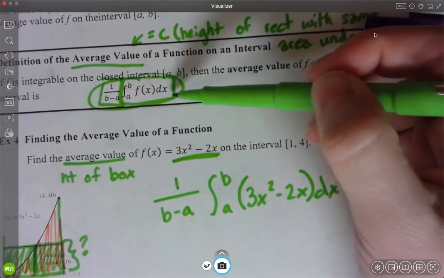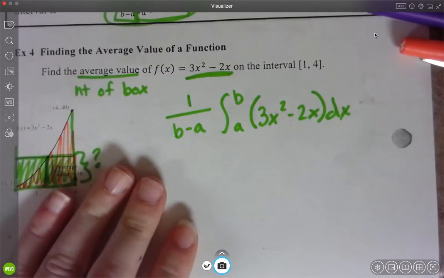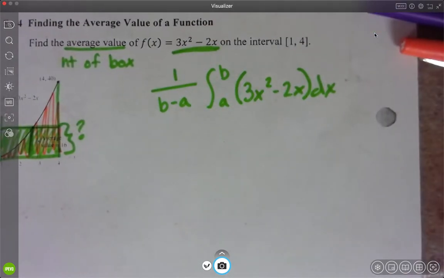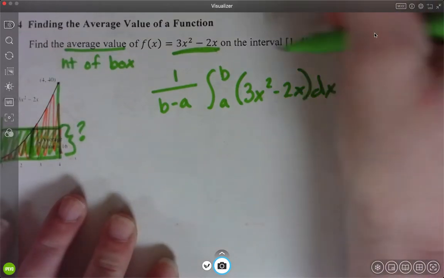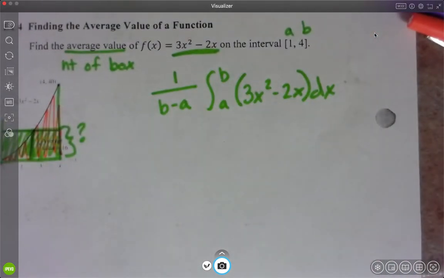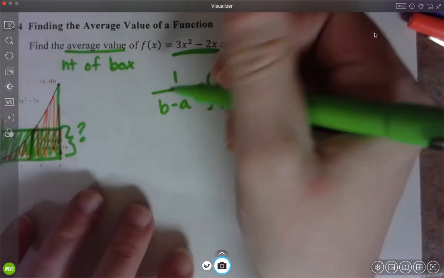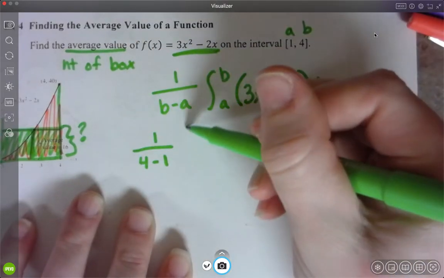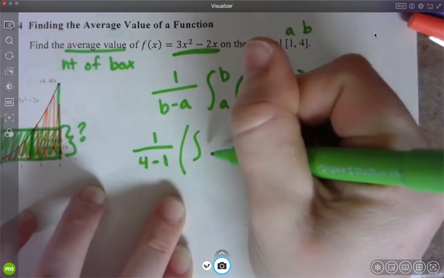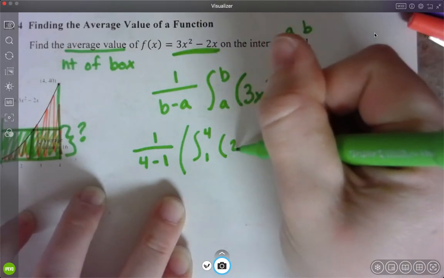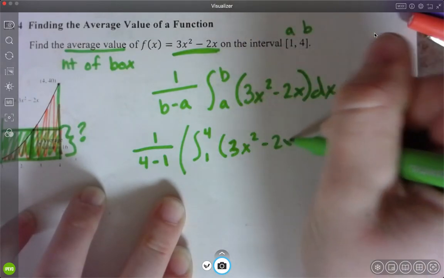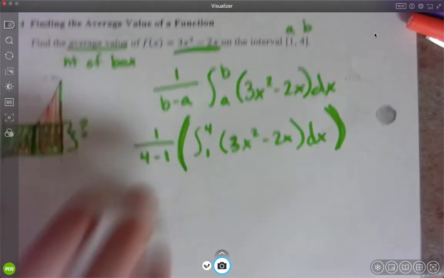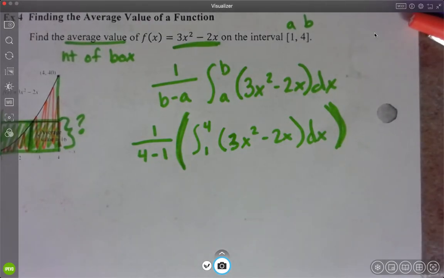So I've basically just taken this formula, rewritten it down here, and we're going to find what the average value will be. Now we have to figure out what a is and what b is. a is where I'm starting and b is where I'm ending, so 1 and 4 are the values. So I do 1 over 4 minus 1, and then the integral from 1 to 4 of 3x squared minus 2x dx, and at the end I'm going to multiply by this piece out in front. This is going to tell me how tall my box needs to be.